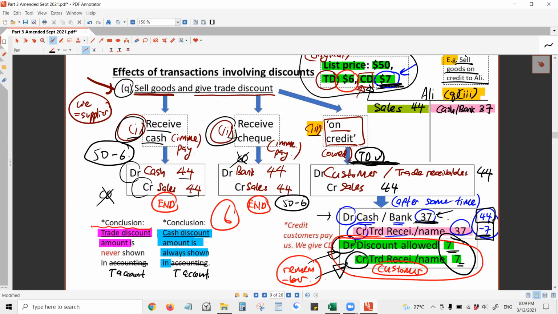Now, after Ali has paid to us $37, if you observe the account, it seems that Ali still owes us how much? 7, right? Because 44 minus 37. But what is that $7 actually about? The $7 is actually about the cash discount. Therefore, don't forget about recording the ones in green. Have to credit customer account with 7. Here, write discount allowed.